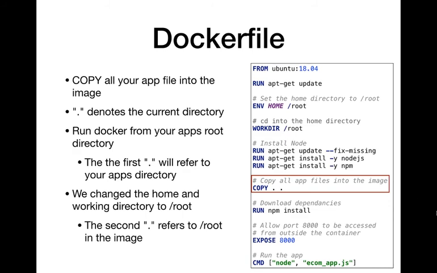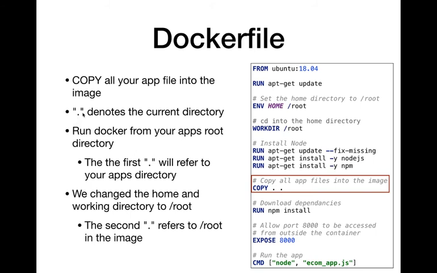Next, I want to copy all of the files. This is a very important line. I want to copy all of the files of my app into the image. So for this, I'm doing COPY dot dot. This is the directory on my host machine that I want to copy, and then the directory in the image that I want to copy that to. And this will copy recursively, so it'll look in all your subdirectories and copy everything over.